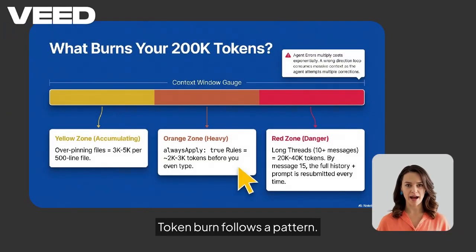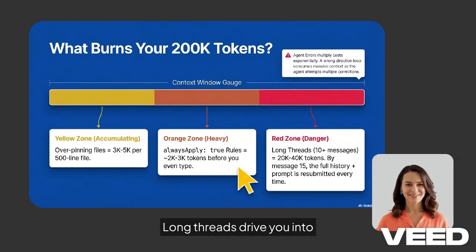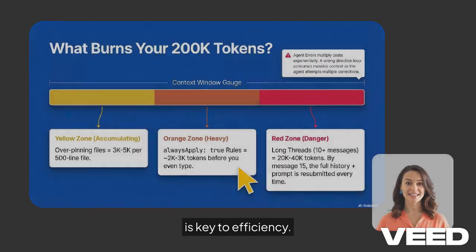Token burn follows a pattern. Overpinning files pushes you into the yellow zone. Heavy always-apply rules move you into the orange zone before you even type. Long threads drive you into the red zone, where each message resends full history. Managing these behaviors is key to efficiency.